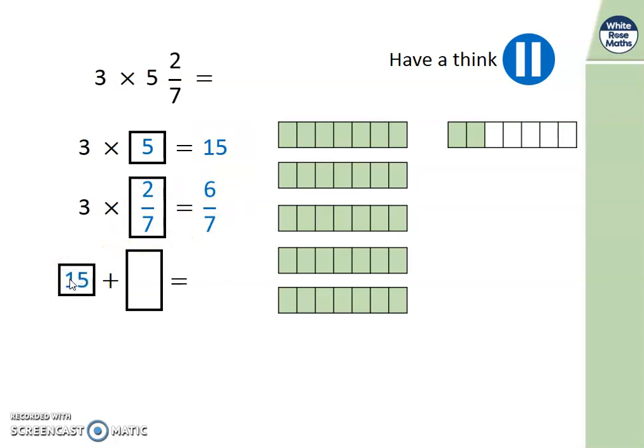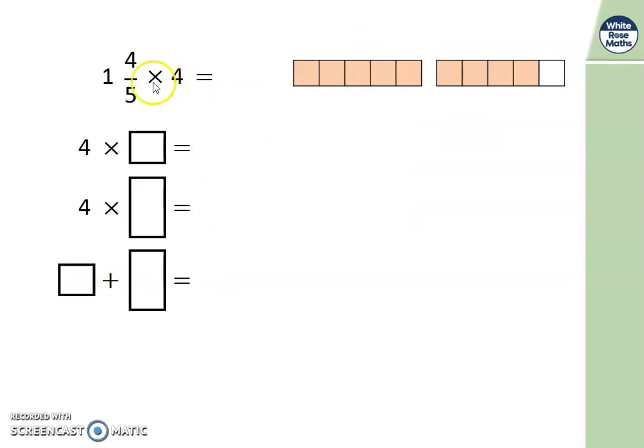So 15 whole ones add 6 7ths is 15 whole ones and 6/7. Have a look at this one.